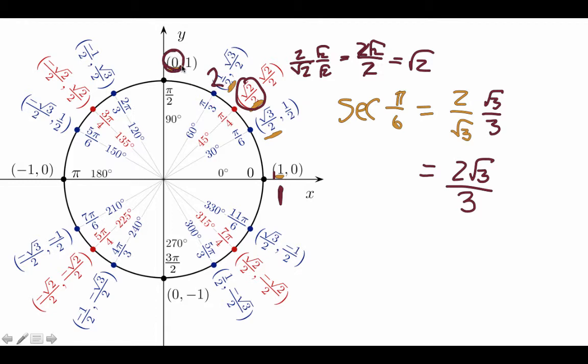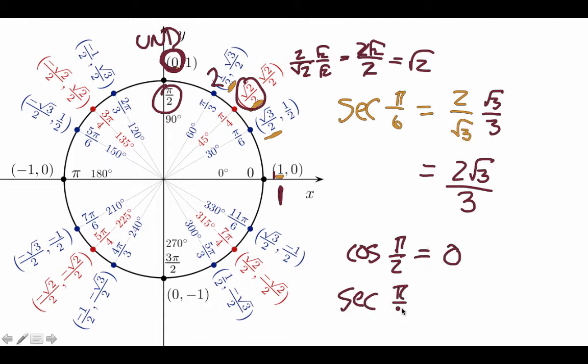Similar to the tangent, though, you can't divide by 0, so the secant of pi halves is undefined. So the cosine of pi halves is 0. The secant of pi halves, that's the reciprocal of this, that does not exist, so we just say undefined. Right, if you want to write it out. But U and D, good enough. Undefined.